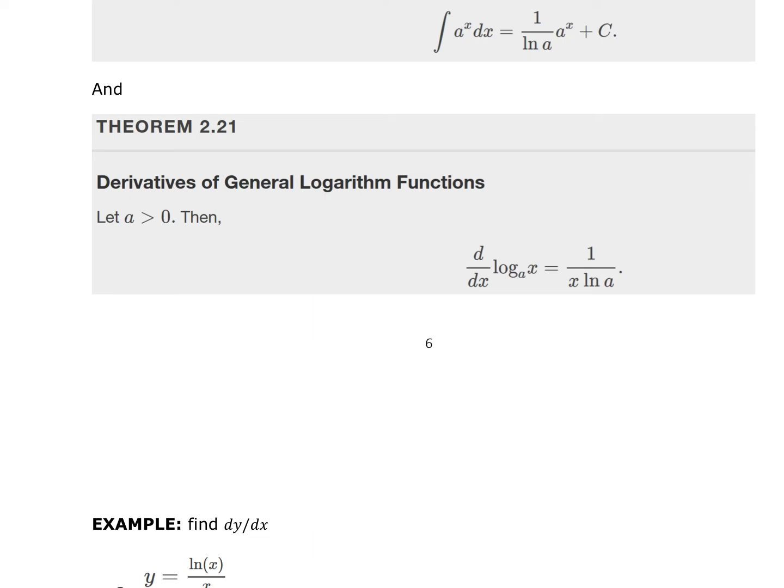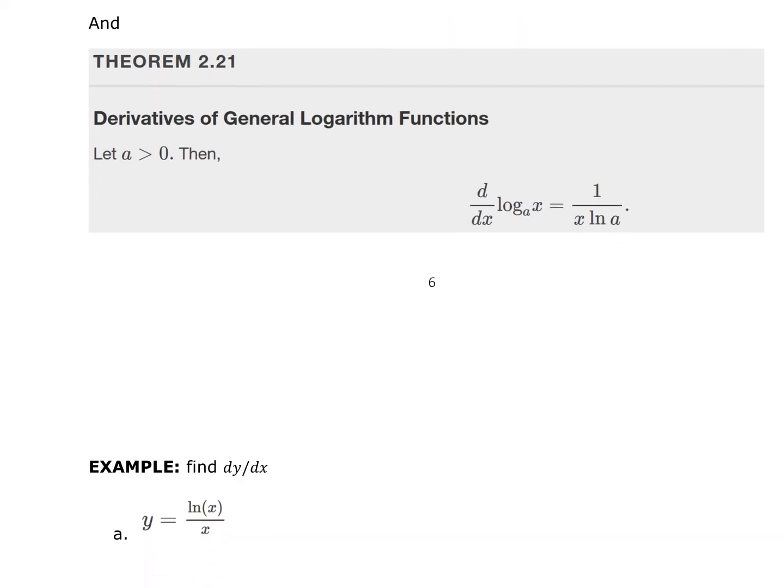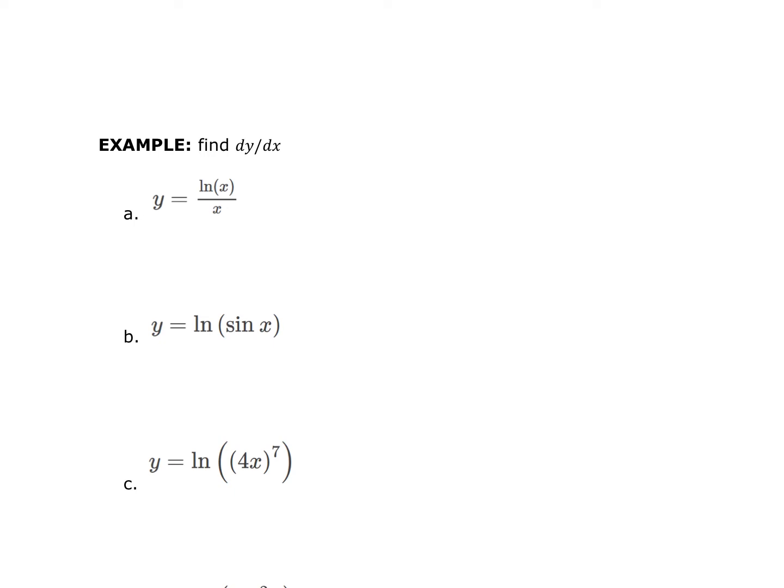Then, of course, for the generic log base a, the derivative of the log base a of x with respect to x is equal to 1 over x natural log of a. Again, the proofs are in your book for your viewing pleasure. So now they're asking us to find the derivatives, and you're like, well, wait a minute, I've done this before. Yes, you absolutely have.